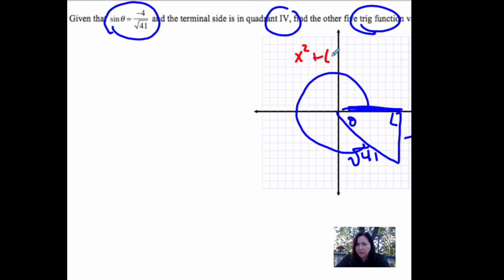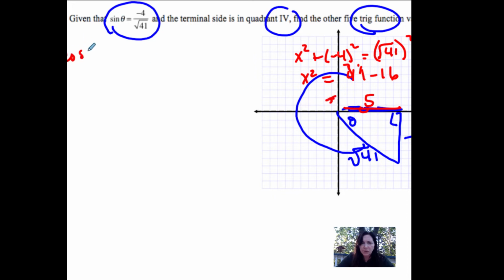So x squared plus -4 squared is equal to the square root of 41 squared. So we have x squared is equal to 41 minus 16. This is going to be 41 minus 16, that's 25. So therefore, this length right here is the square root of 25, and the square root of 25 is 5.